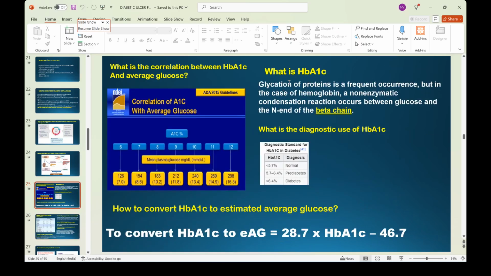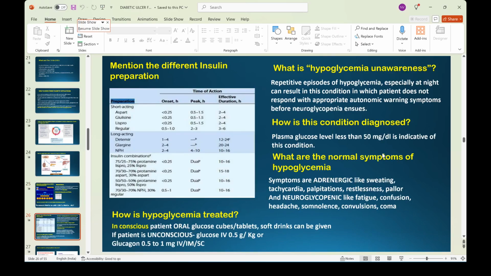So this is how I remember that. So what is HbA1c? It is a glycation of proteins, frequently occurring in the case of hemoglobin, and it is a non-enzymatic condensation reaction occurring between glucose and the end of the beta chain. So that is how glucose gets attached to the beta chain of the hemoglobin. And it is a reflector of control of blood sugar value for the previous 3 months, because the lifespan of RBCs is about 120 days. So you take it as an average for the last 3 months.